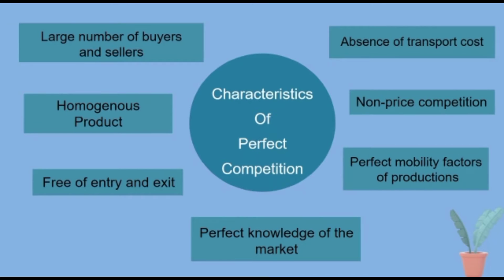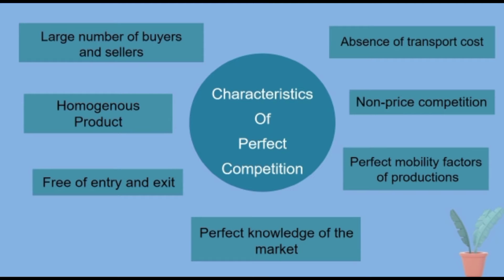Characteristics of perfect competition. Number 1: many buyers and sellers, and they cannot simply determine their sale price. The price will be determined by the industry, so all the sellers will sell at the same price. Number 2 is homogeneous products, which means the products are identical, similar, and every seller will sell the same product.